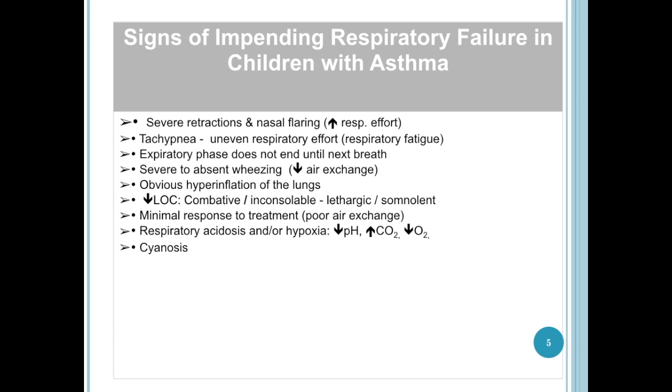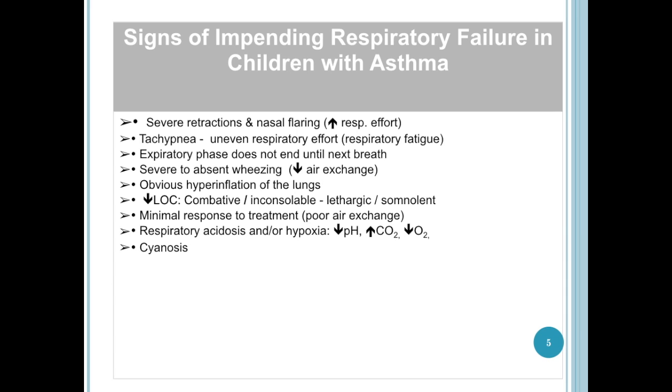It's important that you recognize signs and symptoms of impending respiratory failure in a child with asthma. Severe retractions and nasal flaring, that increased work of breathing that just doesn't go away. An uneven respiratory effort. They've been breathing so hard that they're now fatigued and they're giving up. An expiratory phase that doesn't end until the next breath, and this kid will not be able to talk and breathe at the same time.